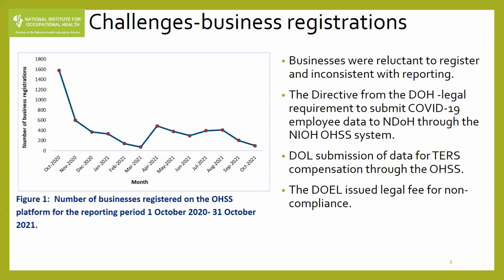We also had a new legal requirement with the TERS, the Department of Employment and Labor, where employees that qualify for compensation have to submit the COVID-19 data through to the NIOH OHSS, and then they can go on to claim for the UIF TERS benefit. That didn't really increase the number of workplaces registering, but most of the companies were now submitting data because of the UIF TERS.